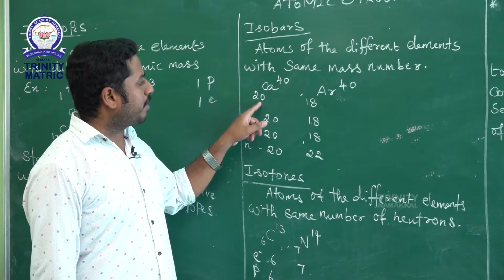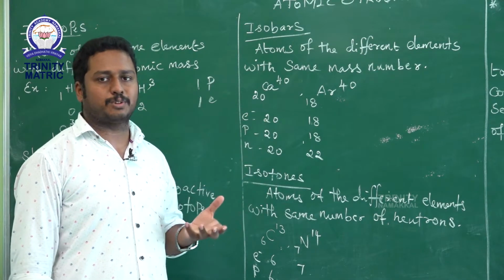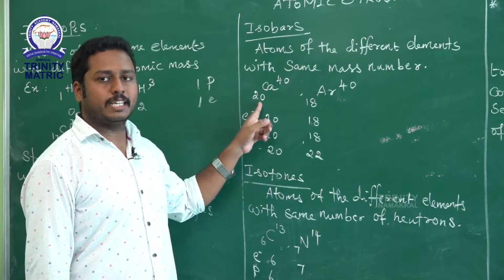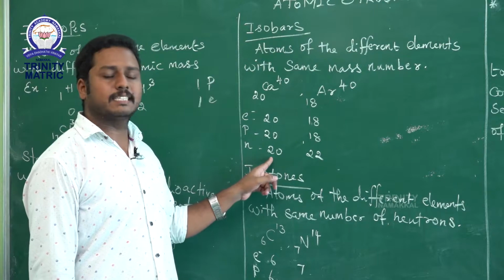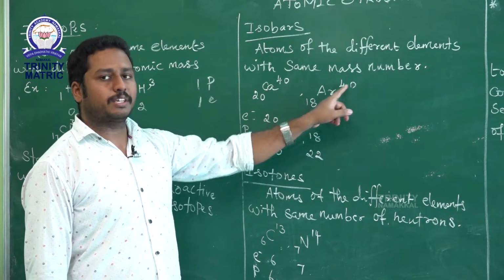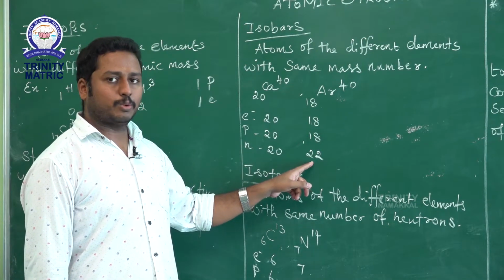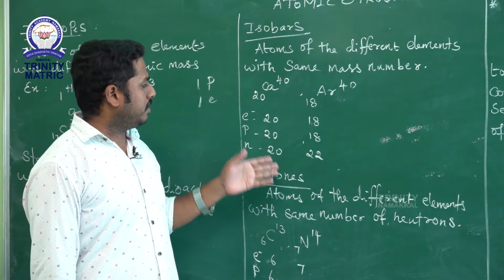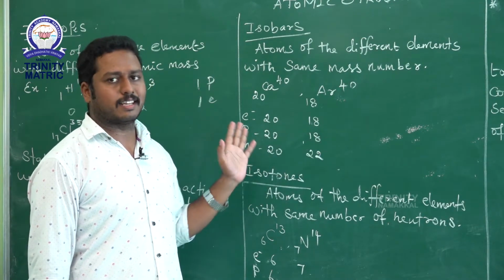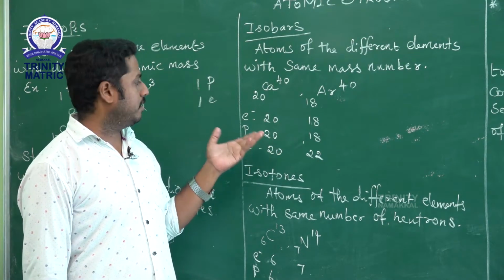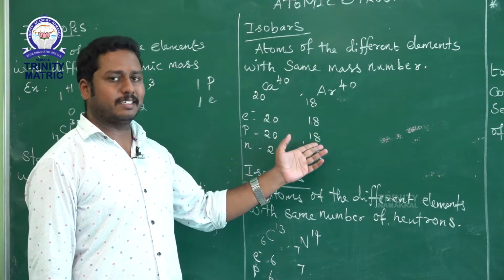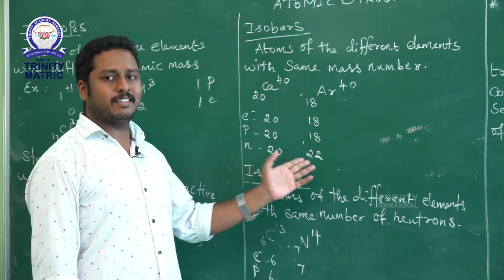How can we deduce the number of neutrons? Mass number minus atomic number. So 40 minus 20 gives 20 neutrons in calcium. In argon, 40 minus 18 leaves 22. So are the subatomic particles equal in both cases? No, they differ. Electrons are 20 but here 18. Protons are 20, here 18. Neutrons are 20, but here 22.